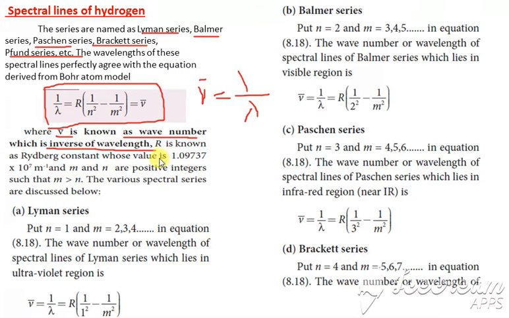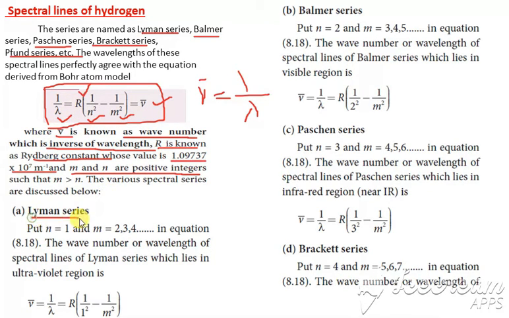R is said to be the Rydberg constant. It is a constant value. It is given by 1.09737 into 10 power 7 per metre, m inverse. So this is a constant value for R. And m and n are said to be positive integers. Nu bar is the wave number, lambda is the wavelength, and R is the Rydberg constant.